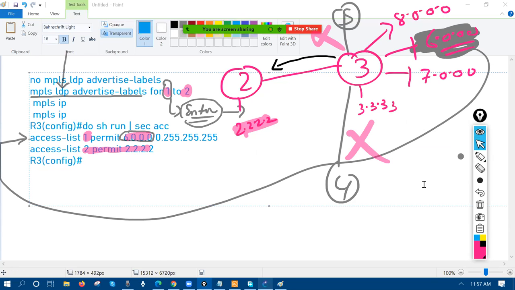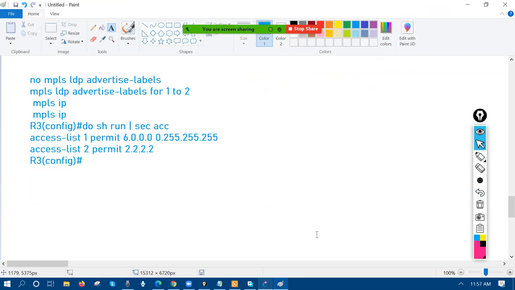Clear? Okay. Anything else? Bottom of stack, I mean, who is getting MPLS?